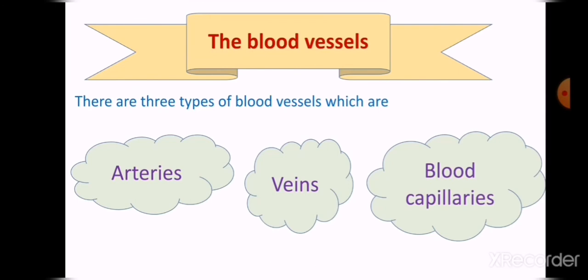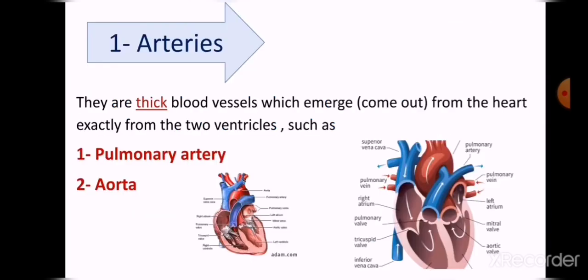There are 3 types of blood vessels, which are arteries, veins, and blood capillaries. Let's start with number 1, which is called arteries.